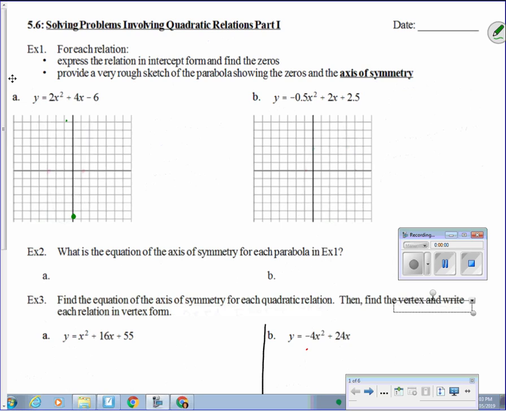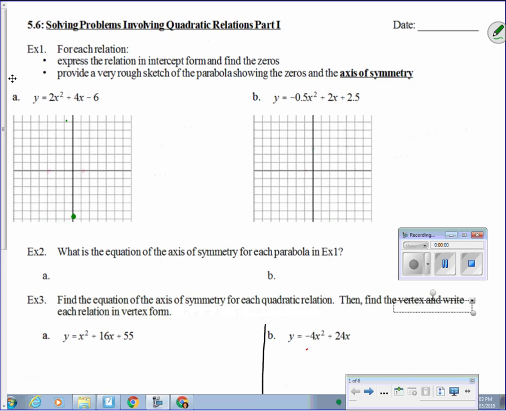So for example, let's take a look at example 1 here. It's asking you, for each relation, to express the relation in intercept form and find the zeros. Then you're going to provide a really rough sketch of what the parabola looks like, and show the zeros and the axis of symmetry. Notice we didn't ask you for the vertex.